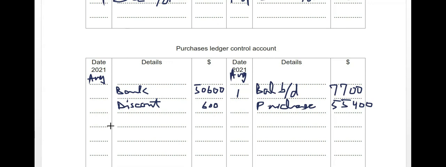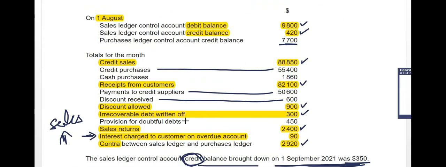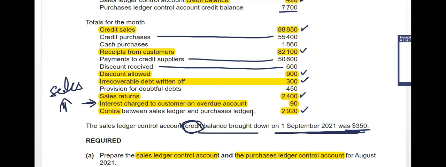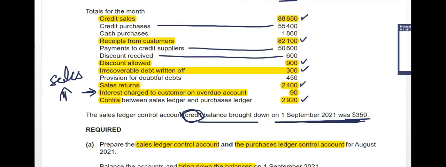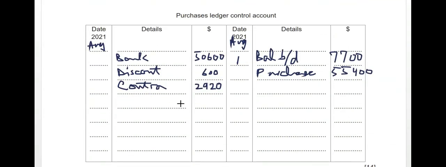There was a contra entry which we had noted down earlier, so the contra amount will go on the debit side. This was 2920. So contra is the set off between purchase ledger and sales ledger. So in sales ledger it was shown on the credit side, so in purchase ledger we are showing it on the debit side. Now there are no more entries, there is nothing more to it, so we will simply close down the account and write the total balances.